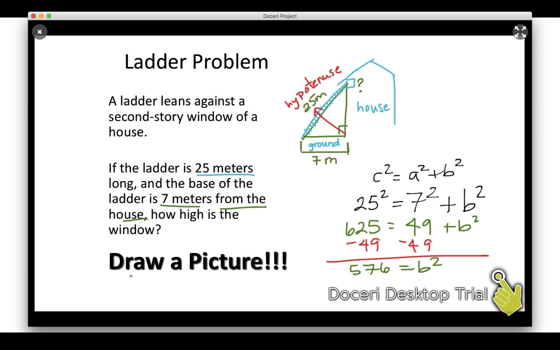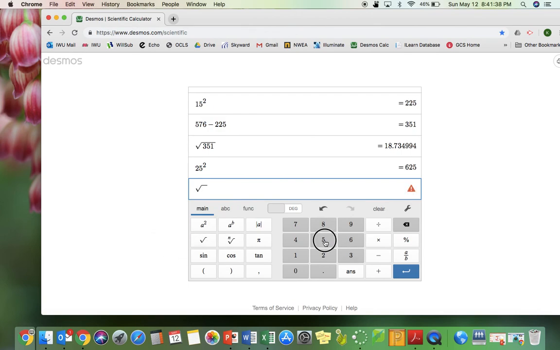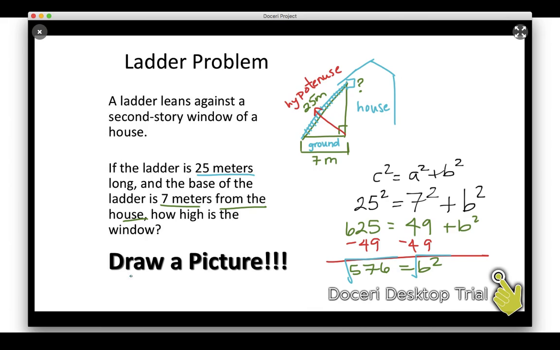Now I have to take the square root of both sides. Put that in my calculator. What's the square root of 576? Ooh, 24. So b is equal to 24. I'm given an exact thing. So the height of the window is 24 meters. That's my answer. All right, so hopefully this picture helped you visualize it. You can keep it more basic if that helps.